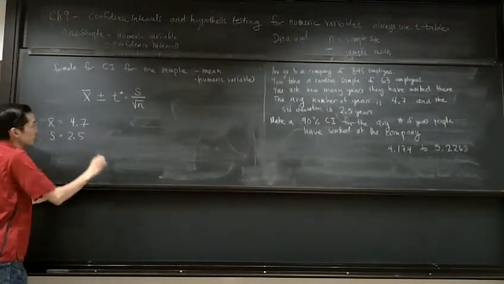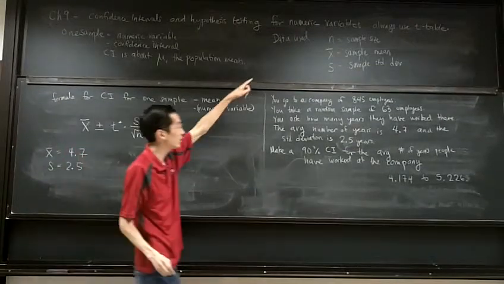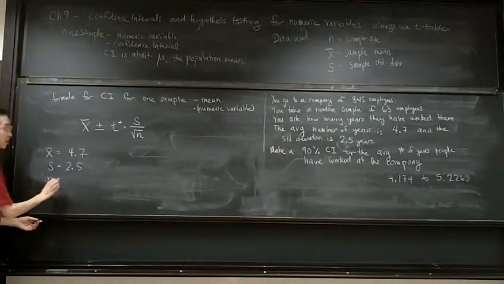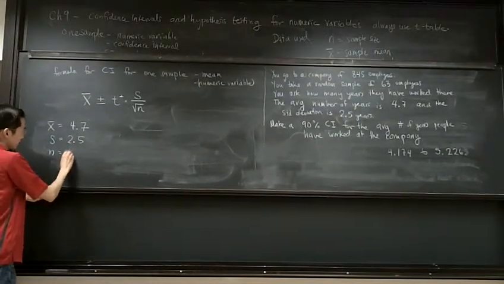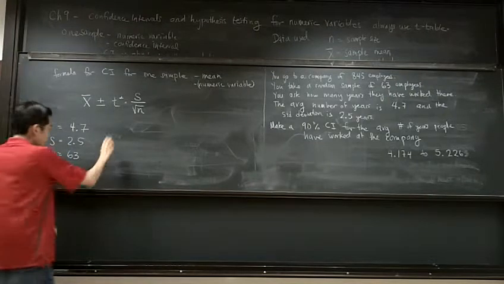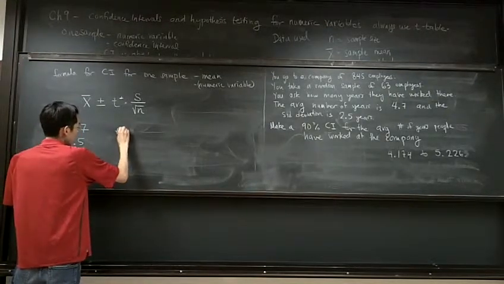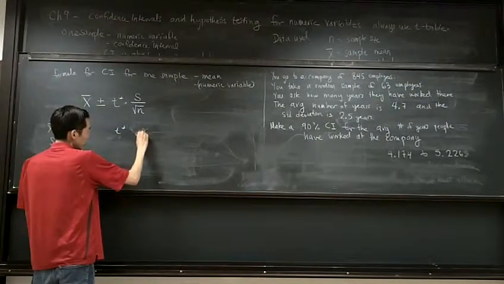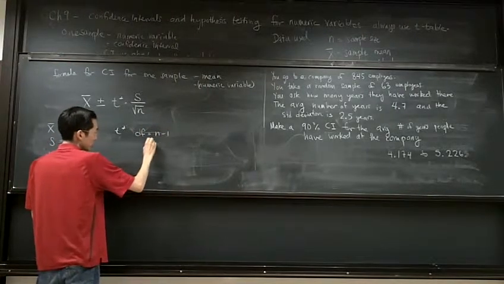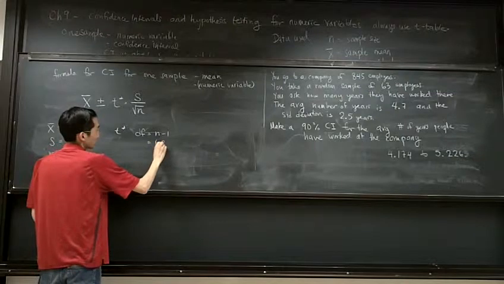Remember, when you're dealing with this type of problem, you've got to figure out N, X bar, and S. N is 63. Now we have to figure out our T star. For T star, we have to figure out our degrees of freedom, which is n minus 1. So degrees of freedom would be 62.